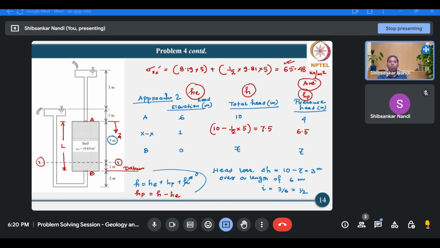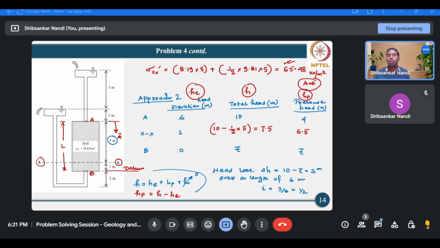Otherwise, you can first establish the variation of elevation, total and pressure head throughout the soil sample. Then you can calculate the total stress at the point where the effective stress is required, and you can subtract the pore water pressure from the total stress at that point. Then you can easily get the effective stress at that section. So please keep in mind that the pore water pressure in that section would be the multiplication of pressure head and the unit weight of water. Okay.